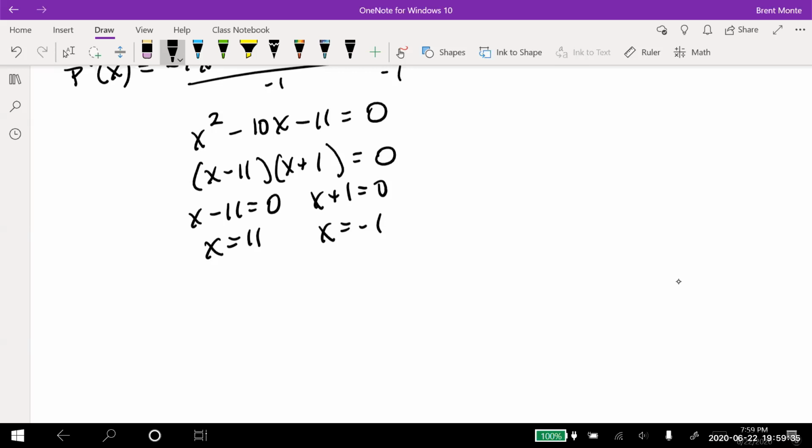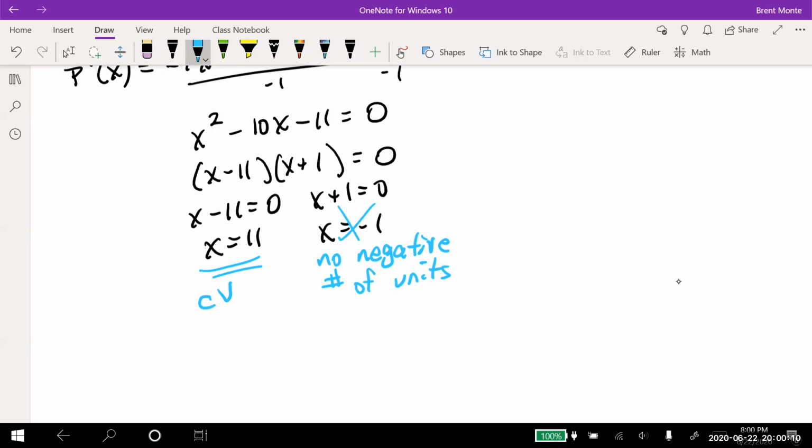Remember, x is thousands of units made. We can't produce -1,000 units. We'll say no negative number of units. Okay, so I've got this x equals 11. My guess is that 11,000 units produced is going to maximize the profit. But here's where I have to be careful. I don't know that's going to maximize the profit. All I know is that that's a critical value.